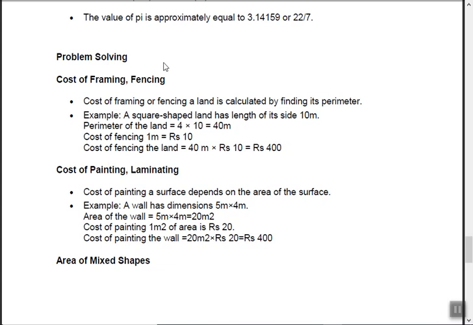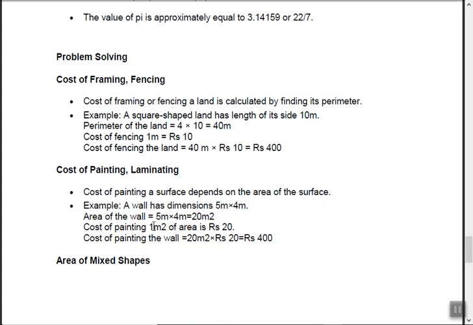Similarly, now this is the use of perimeter. Now the use of area. Suppose the cost of painting a surface depends on the area of the surface. Suppose you want to paint a wall. Let's say the wall's dimensions are 5 into 4, meaning 5 meters length, 4 meters breadth. So the area of the wall will be 5 into 4, 20. 20 means the total inside area, the covered area within that wall.